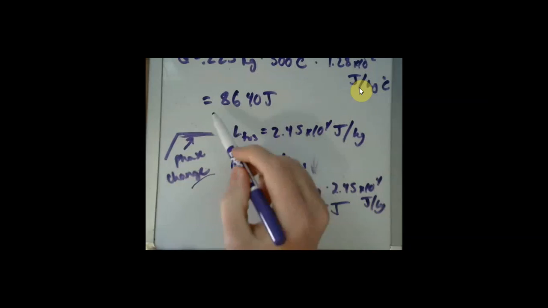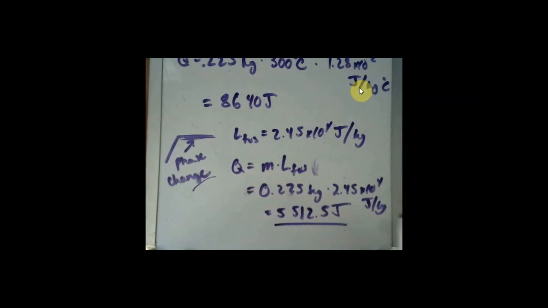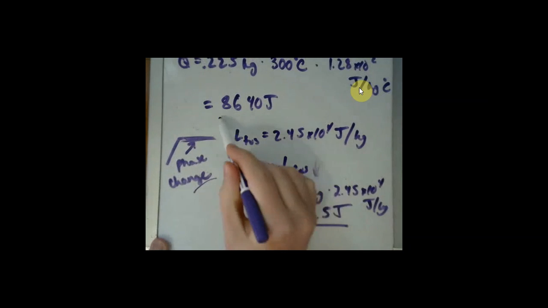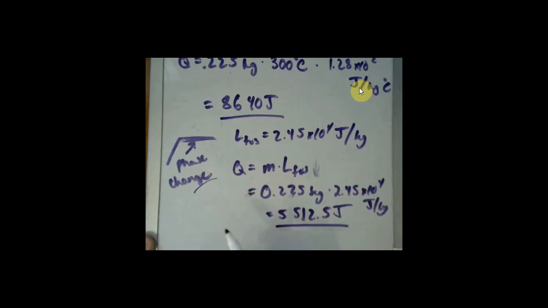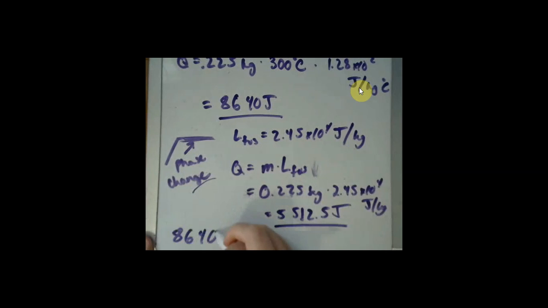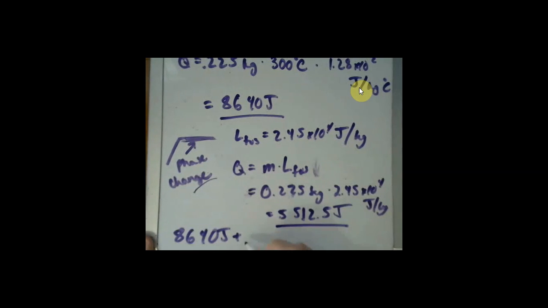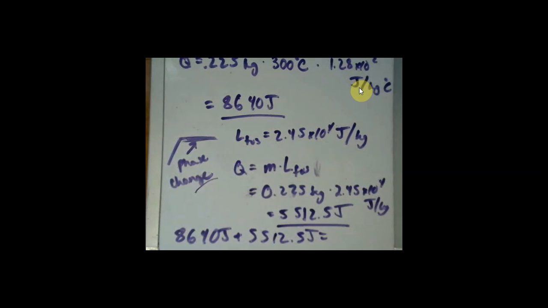And so the question is asking, what is the total amount of energy? So we have to add our 5,000 to go through the phase change. We have to add up our 8,000 in order to go through heating up our lead to the melting point. So if we add those two together, we get our answer in the back of the book, 14,150.